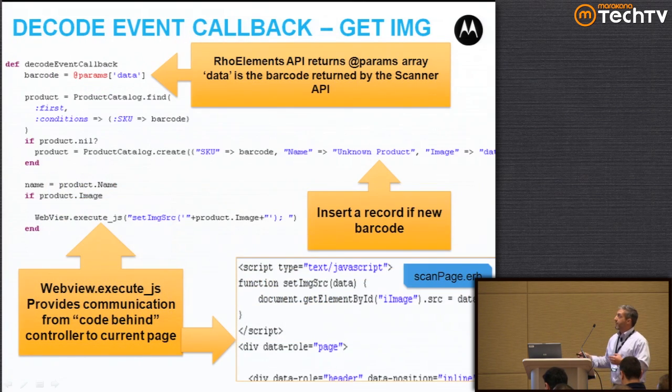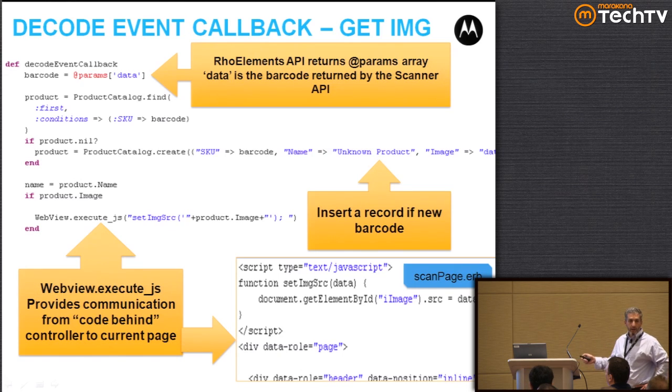And then we created this decode event callback. Based off of the API that we used, this scanner API returns a params array, and one of the fields in the params array is data, which is the barcode. So we set that to a variable, and again, we're using the Rhom APIs to find the product that matches that barcode. The reason we're doing that is if we accidentally scan something that's not in the product catalog, we don't want to miss it. We'll just create a new record and say unknown product, so the user could update it.